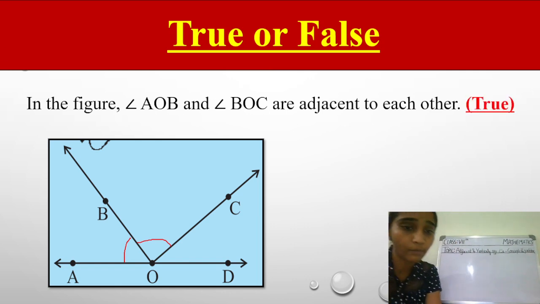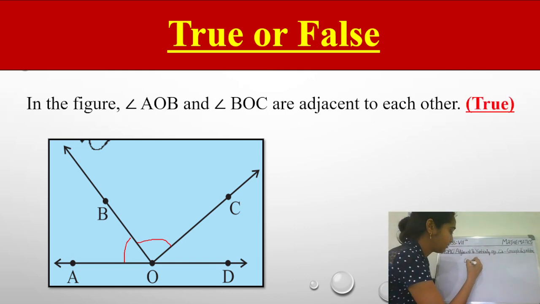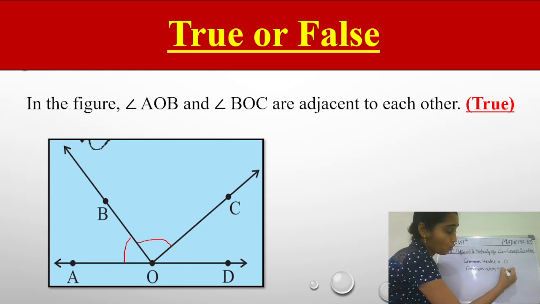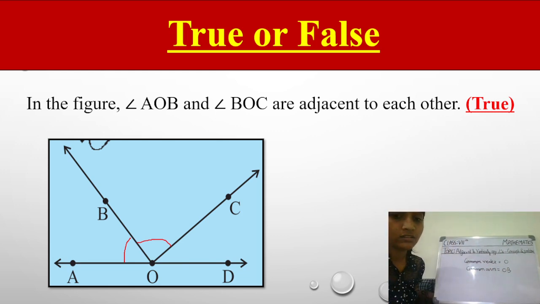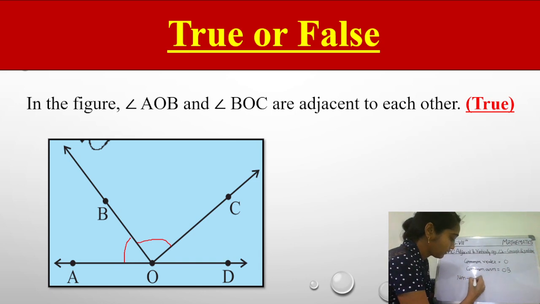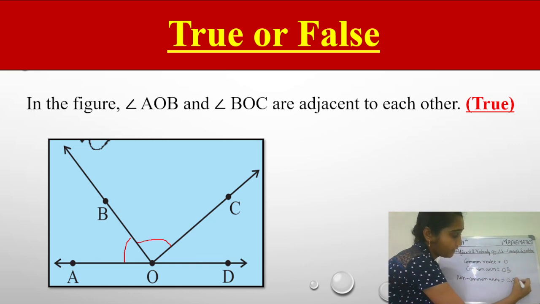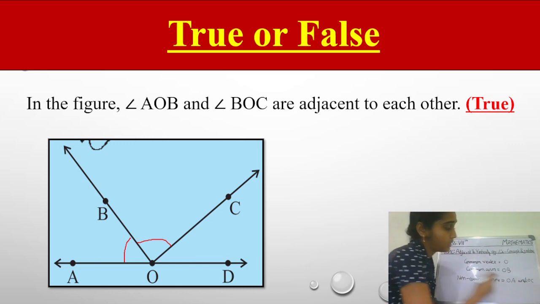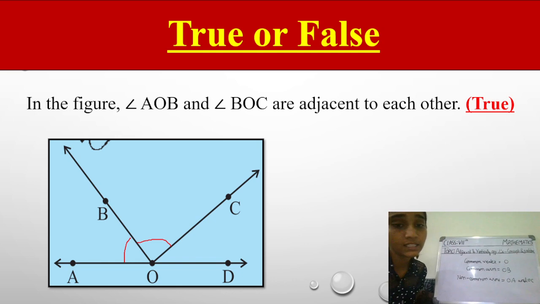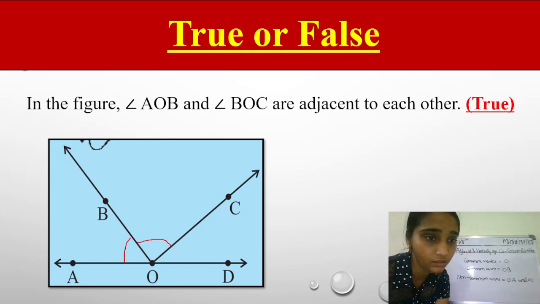So students, what is the common vertex? Yes, the common vertex is O. And what is the common arm? Yes, the common arm is OB. And the non-common arms are what? Which are on either side of this common arm. Very good, student. Non-common arms are OA and OC. So they are fulfilling these three conditions. So we can say that these angles are adjacent to each other.